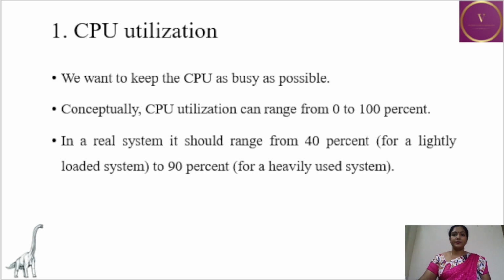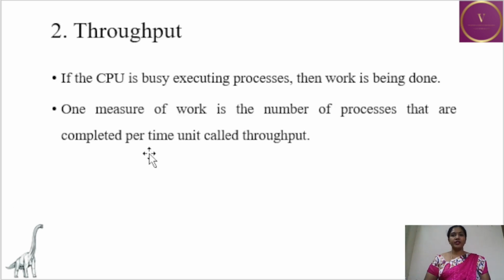And the next is throughput. If the CPU is busy executing processes, then work is being done. See, when they say CPU is busy, it means that some process or the other is making use of the CPU. And one measure of work is the number of processes that are completed per unit time, called the throughput.